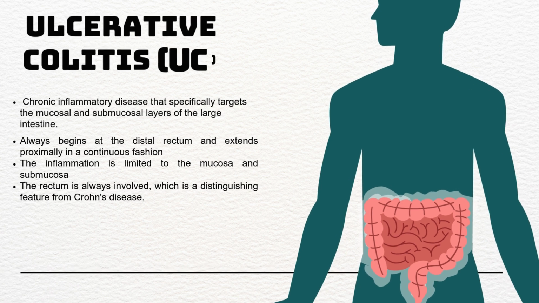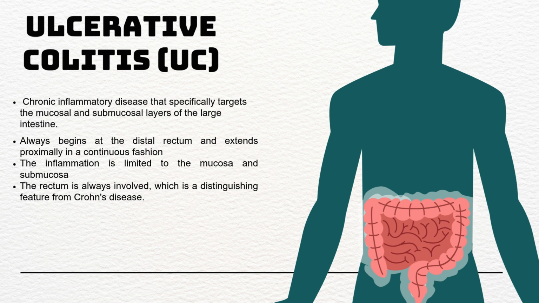Ulcerative colitis is a chronic inflammatory disease that specifically targets the mucosal and submucosal layers of the large intestine. The disease always begins at the distal rectum and extends proximally in a continuous fashion, sometimes reaching the sigmoid colon, descending colon, transverse colon, and in more severe cases, the ascending colon.